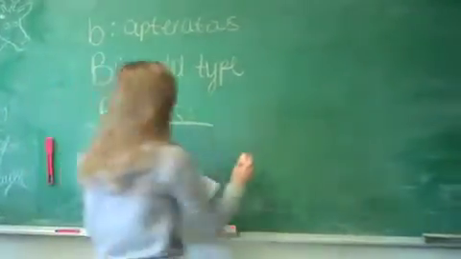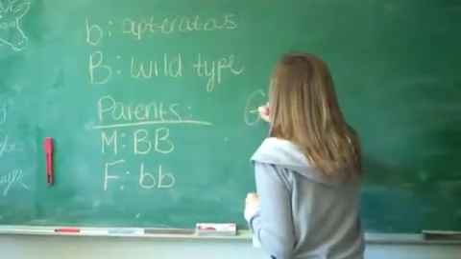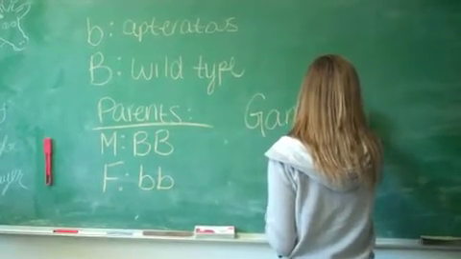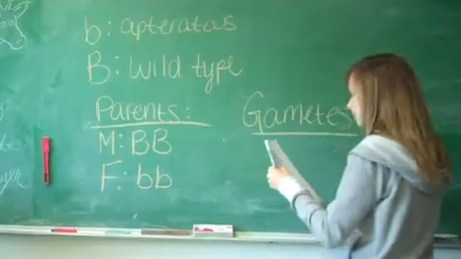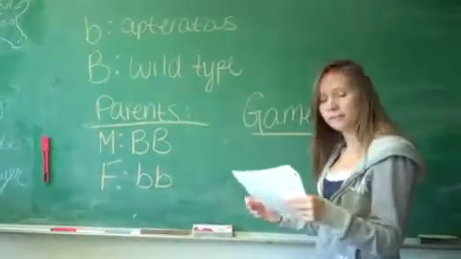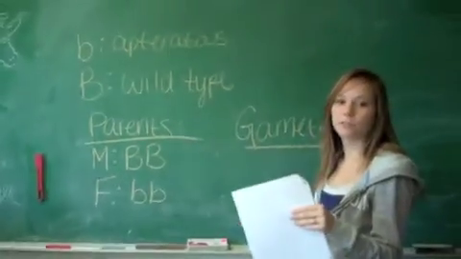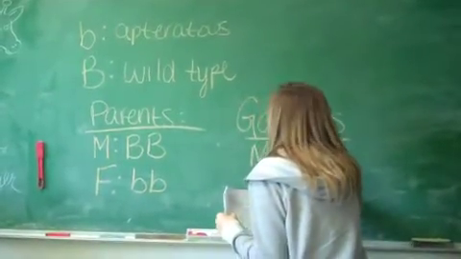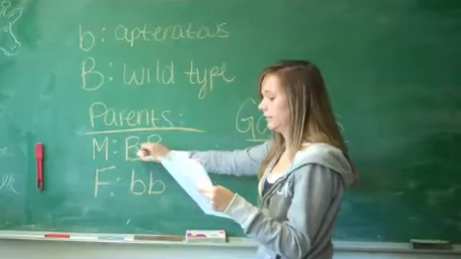Next is the gametes. To find the gametes, you have to do what is called FOIL. B, B.